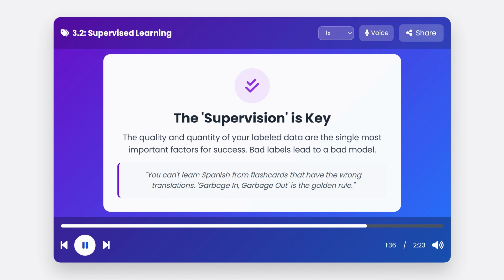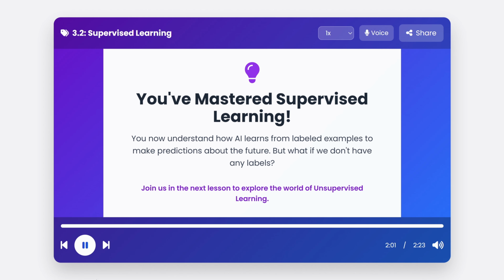The key takeaway for supervised learning is that the supervision comes from the data itself. The quality of your model is completely dependent on the quality of your labels. If your data is labeled incorrectly, the model will learn the wrong things. This is the origin of the famous saying in data science, garbage in, garbage out. And that's the core of supervised learning.